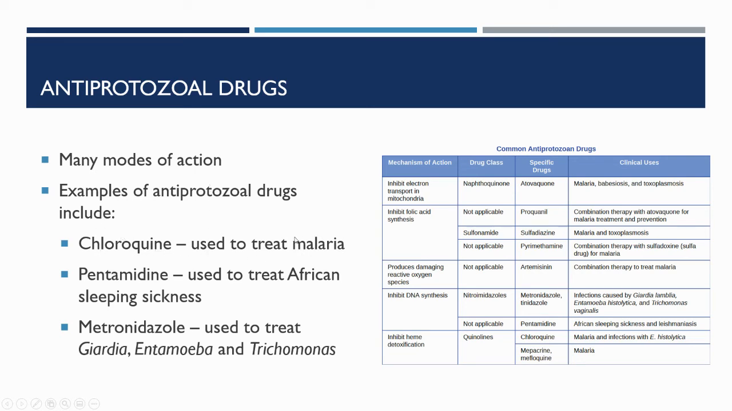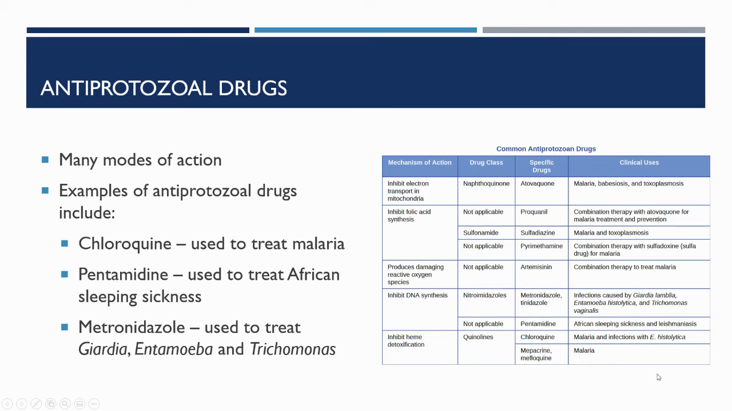Chloroquine is used to treat malaria. Pentamidine is used to treat African sleeping sickness. Here we go, Metro. Metro is used to treat, if you have to guess what it is, a protist infection, the antiprotozoal. This is the one that everybody gets, Metro. Metronidazole.